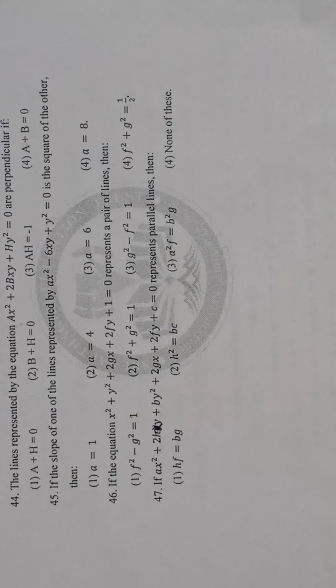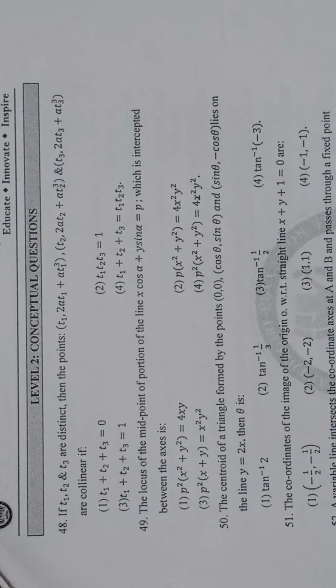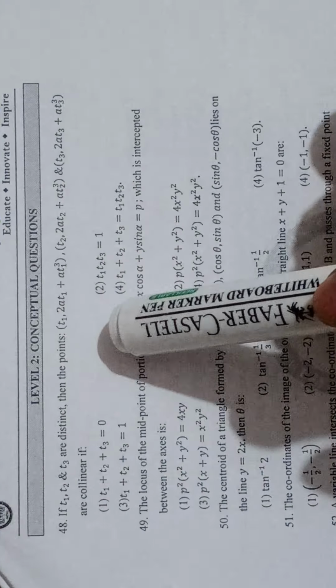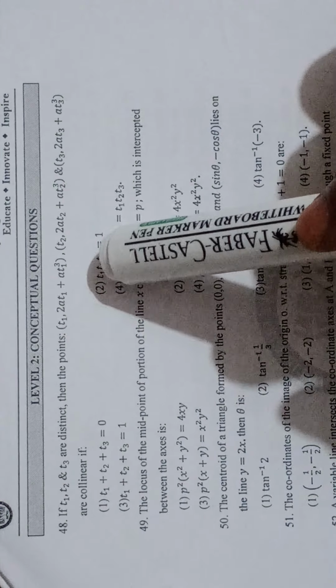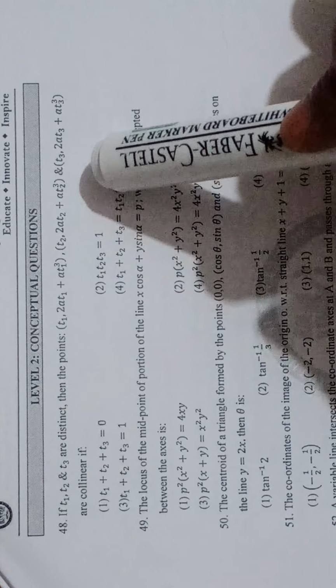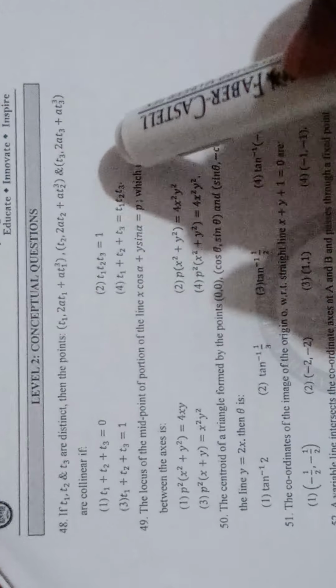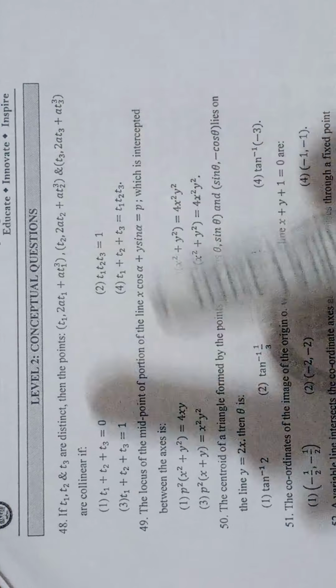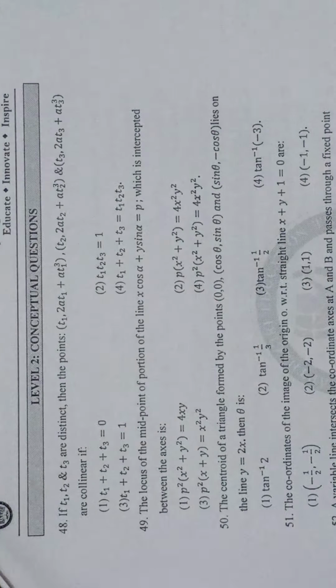So with this problem we have solved almost all the questions of level 1. So now let us start level 2 problems. Let us begin with the level 2 questions. Go through the first question in level 2. What is given? If t1, t2, t3 are distinct, then the points (t1, 2at1 plus at1 cube), (t2, 2at2 plus at2 cube) and (t3, 2at3 plus at3 cube) are collinear, then which of the following is correct?